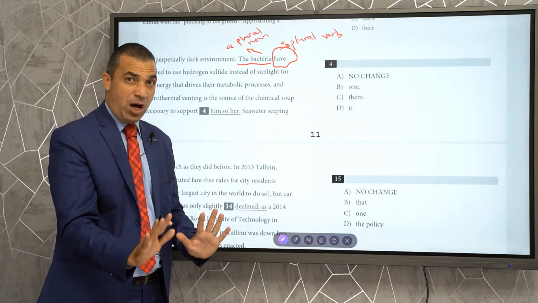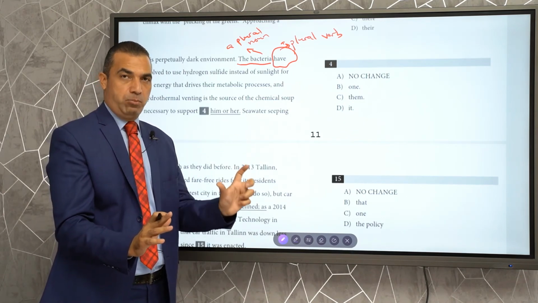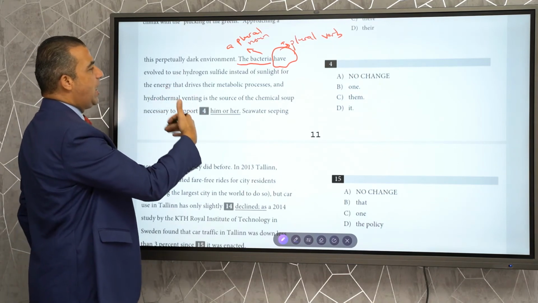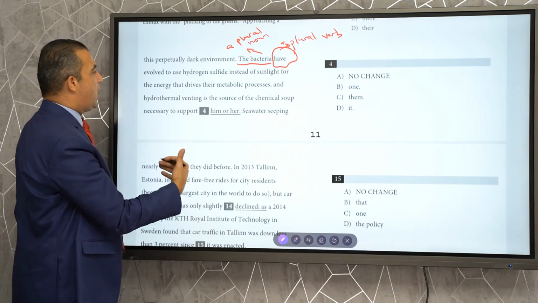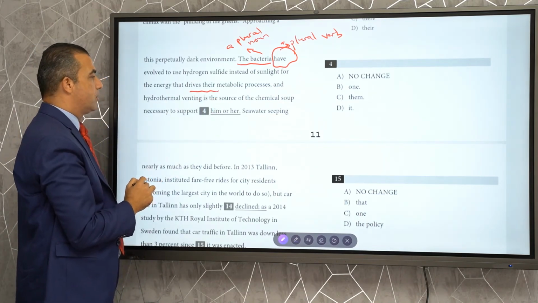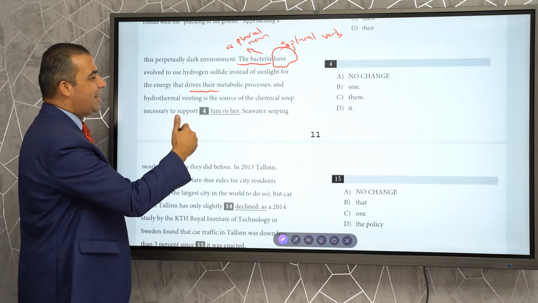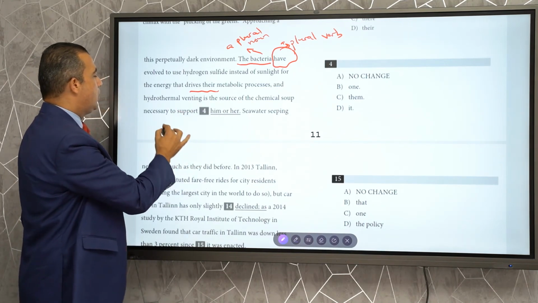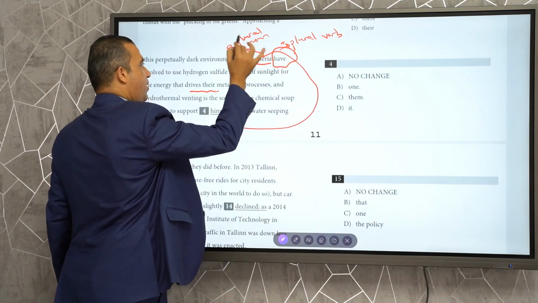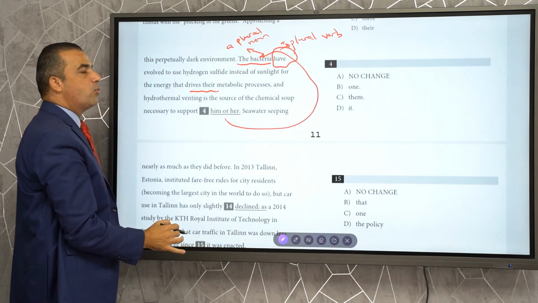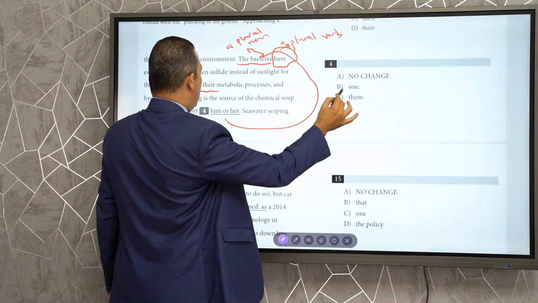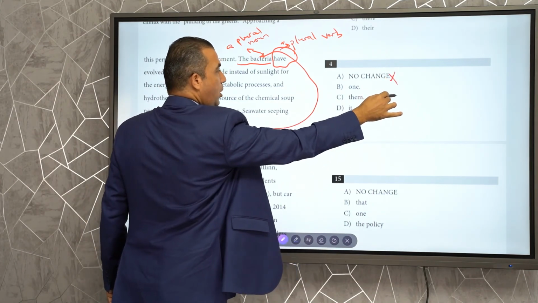So I'm talking about what? I'm talking about a plural subject. Again, the bacteria have evolved to use hydrogen sulfide instead of sunlight for the energy that drives their metabolic processes. And the hydrothermal venting is the source of chemical soup necessary to support the bacteria. So I can refer to the bacteria with a plural pronoun. Can I say him or her? No. Can I say one? No.